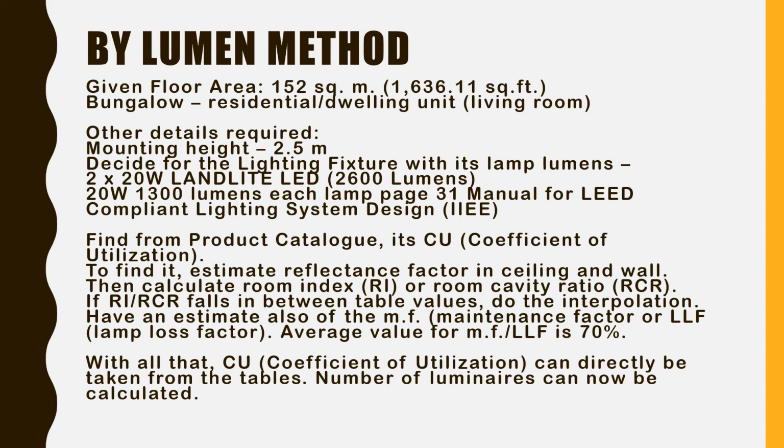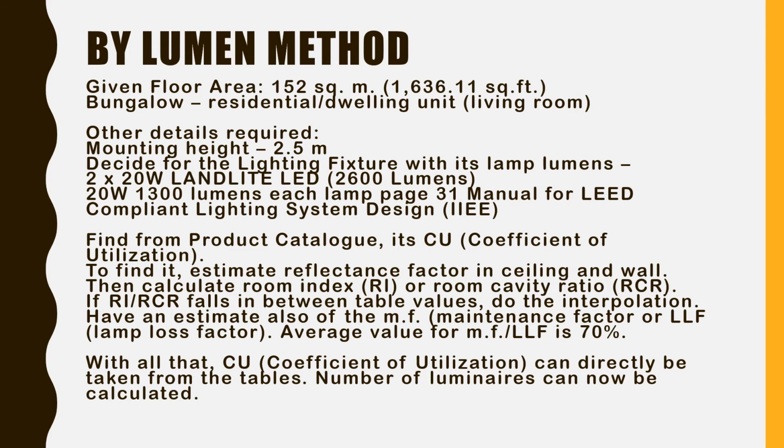So find from the product catalog its coefficient of utilization. To find it, estimate the reflectance factor in ceiling and wall. Then calculate room index, RI, or room cavity ratio. So it is the same, room index or room cavity ratio. If RI or RCR falls in between table values, do the interpolation as I mentioned. Have an estimate also of the maintenance factor or LLF, lamp loss factor.